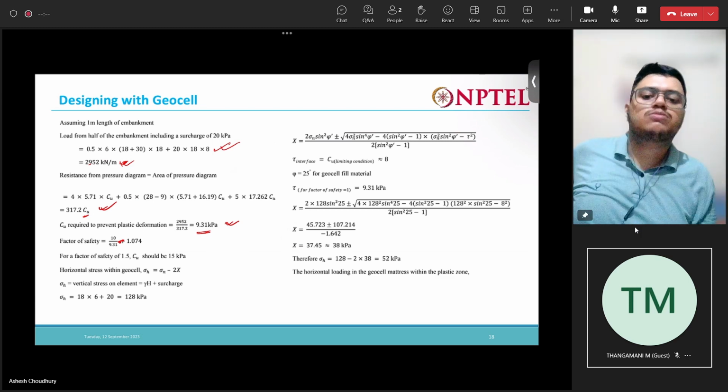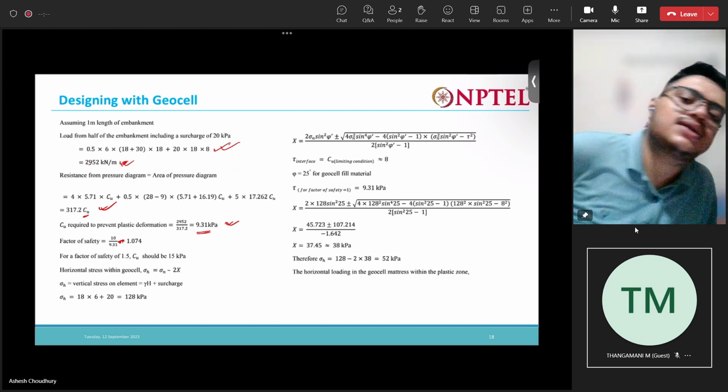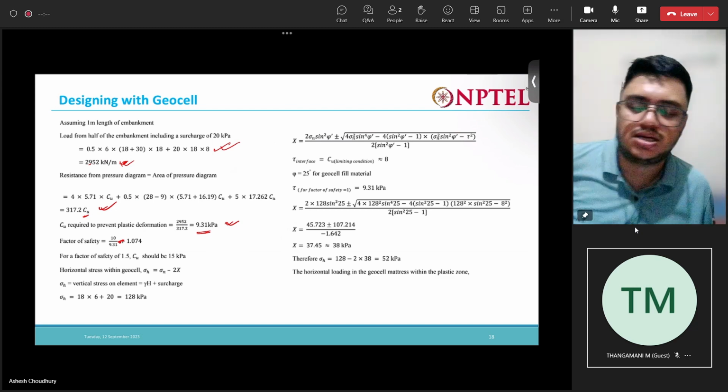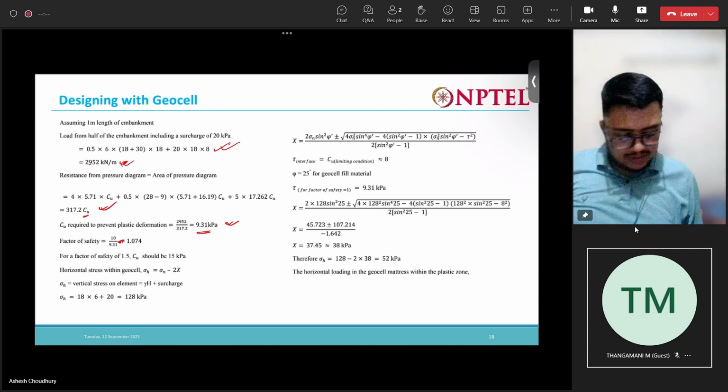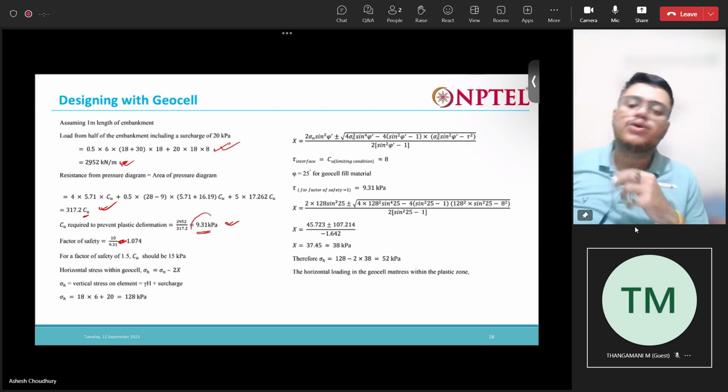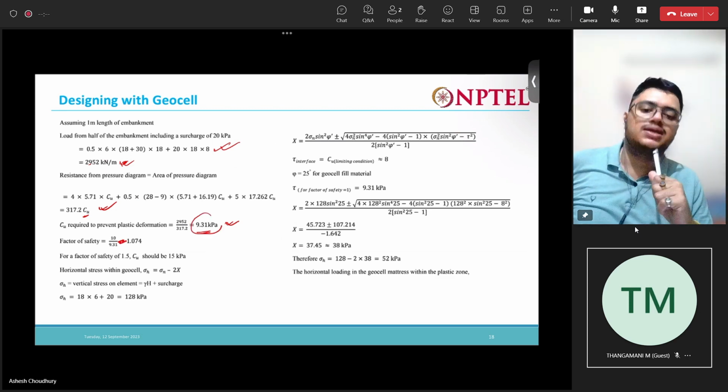The rest of the problem is solved thinking that this Cu is 15 kPa. Cu of the soil is 15 kPa. So at least the Cu of the soil should be 15 kPa in order to get a factor of safety of 1.5. Now this Cu that we got here, 9.31, is nothing but the limiting Cu.